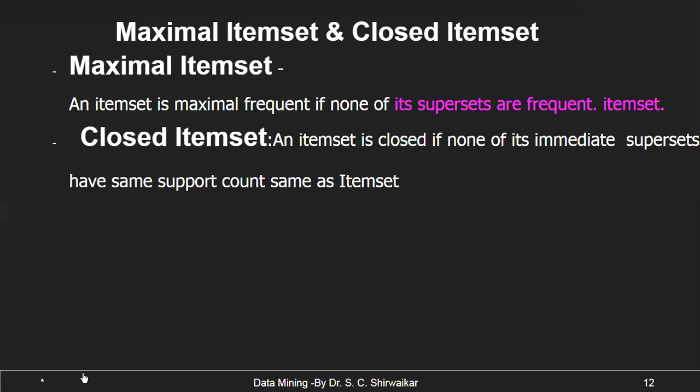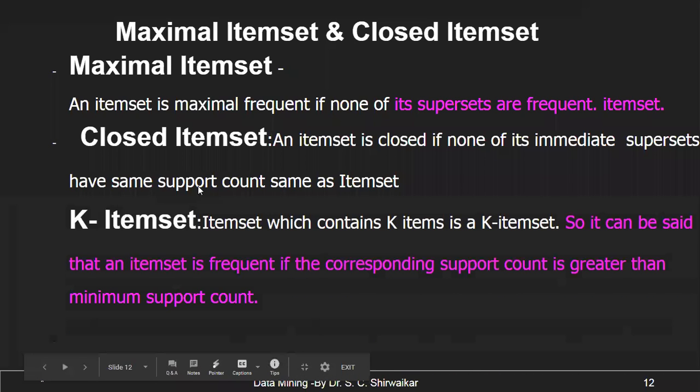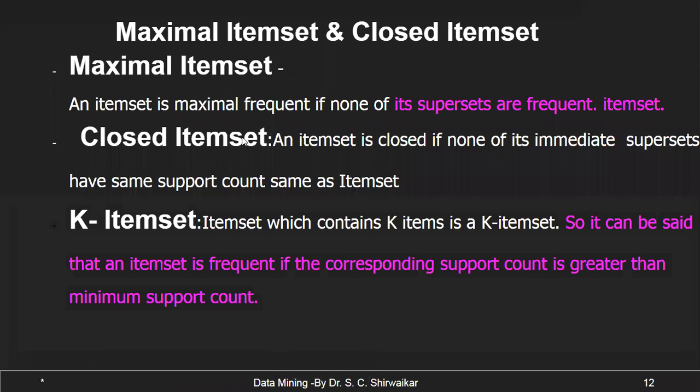Okay, if you are talking about the closed item set, just concentrate on the closed item set here. An item set is closed if none of its immediate supersets have the same support count as the item set. Immediate superset's count, let's say everyone knows how to calculate support count here. So what exactly is it? Immediate superset has the same support count as the item set. Okay, so we'll think on that. We'll see one example so that you can clear all these points.